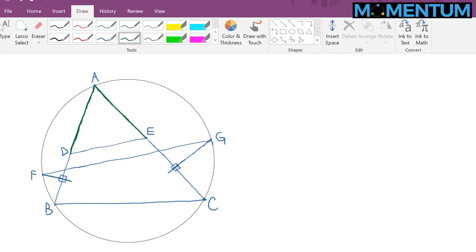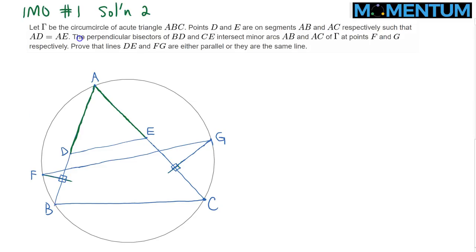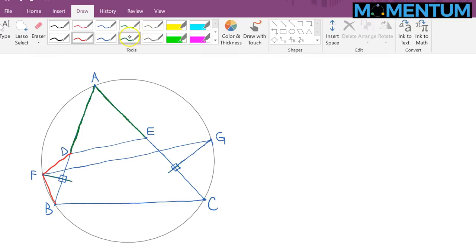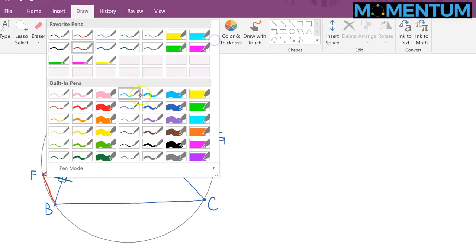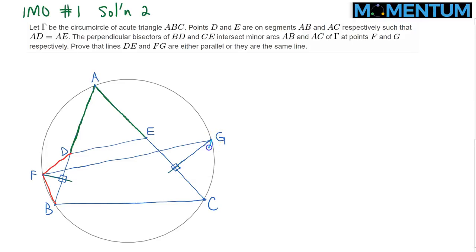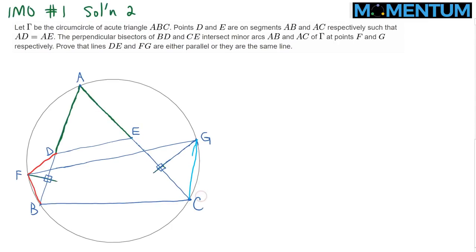So let's go back and re-establish the congruent segments. Early on we know that F is on the perpendicular bisector of BD. Like we did earlier, let me just color them. So FB is equal to FD, and by the same token, I forgot which color I used for the other one. Oh yeah, it was a weird color like this. Similarly, GC is equal to GE.